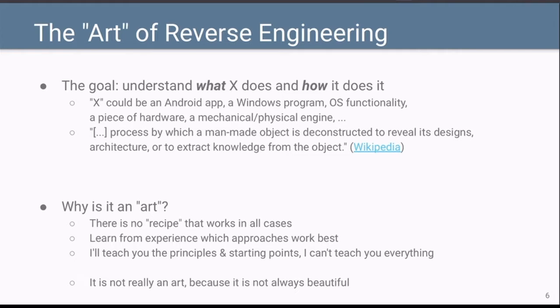Some people call reverse engineering an art. Now, why should you deal with reverse engineering? The goal of reverse engineering is to understand what a certain file does and how it does it. And this file could be an Android app, a Windows program, or some kind of operating system functionality, a piece of hardware, or any kind of mechanical or physical engine. And we'll try to find out how these man-made objects are constructed by deconstructing them in order to reveal its design architecture.